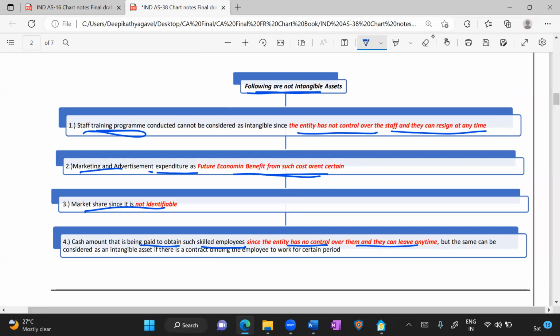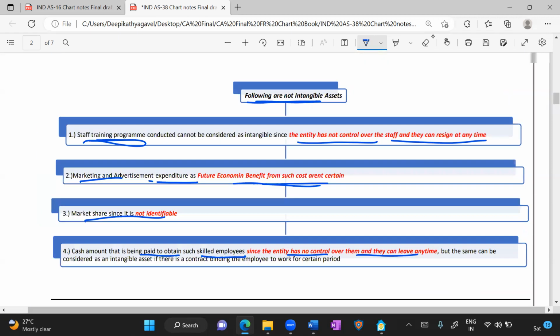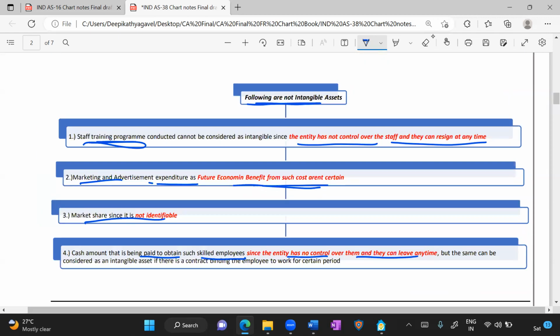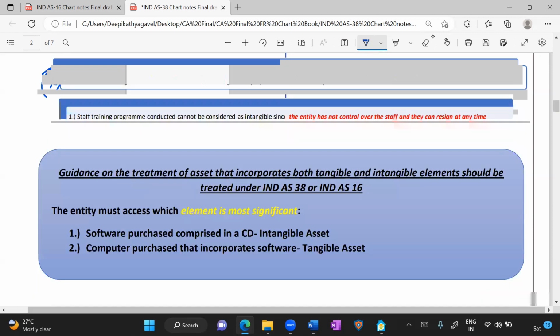So in case you have a particular agreement with them, and according to that contract they have to work for a certain period, then yes, this can be classified as an intangible asset, because there is certainty that you will get future economic benefit out of it. I hope this point is also clear. So the last item not covered in intangible assets is cash paid, but there's an exception: in case there's a clear contract which says that you have to serve for a particular period, then there's certainty of future economic benefit and it can be classified under intangible assets.